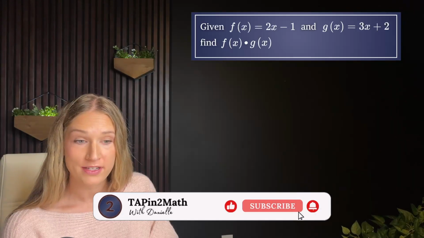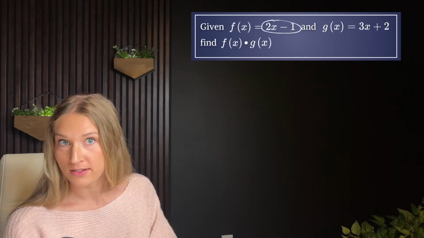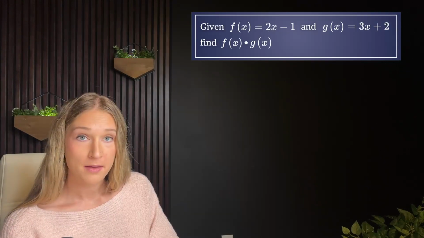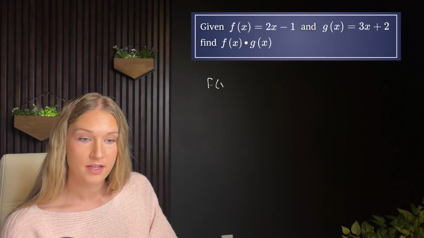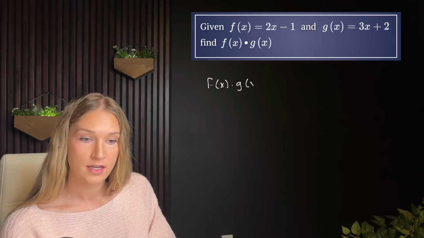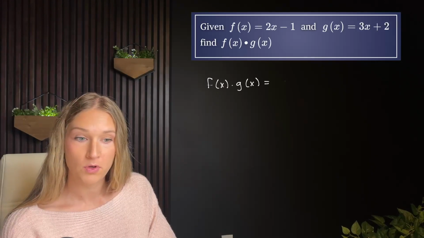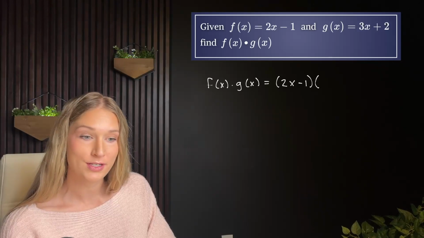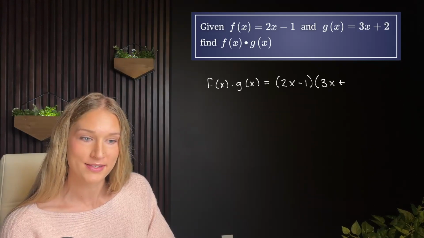I know what f is. f is this 2x minus 1, and then g is the 3x plus 2. That means then that the product of f and g is just what I get when I multiply f, which is 2x minus 1, and g, which is 3x plus 2.